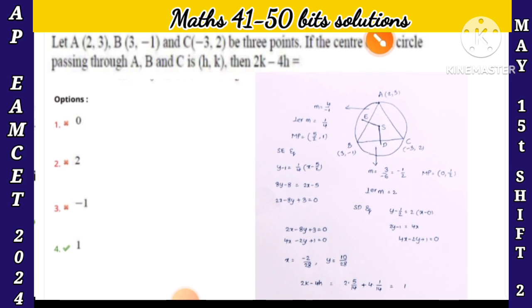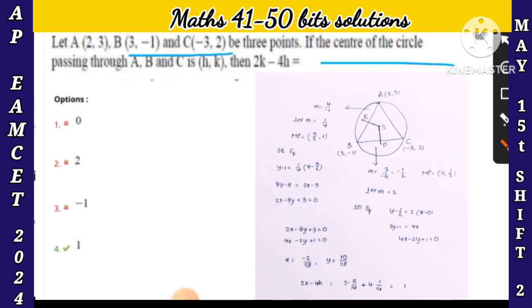Now to the next problem. A, B, C, 3 points are given. The center of the circle passing through A, B, C is equal to (h, k). Then what is 2k minus 4h? Okay, we have to find the equation of the circle passing through 3 points. Now to get the answer easily, I am finding the point of intersection of the perpendicular bisectors' equations.